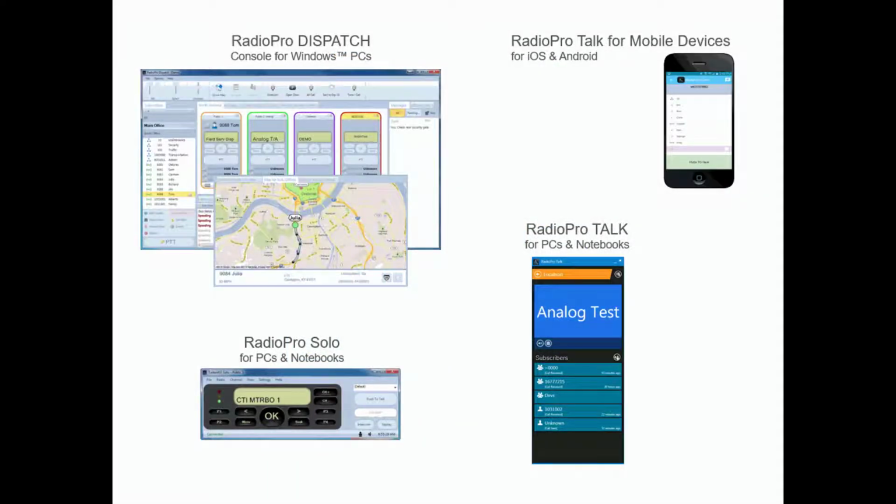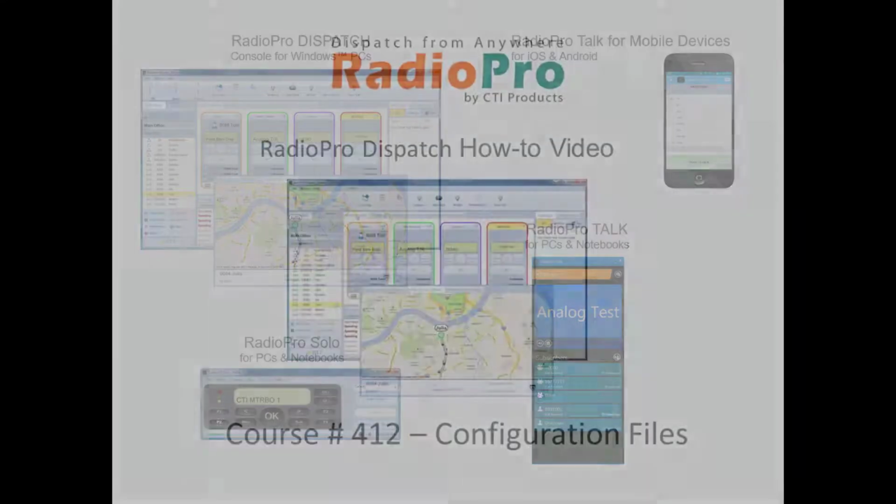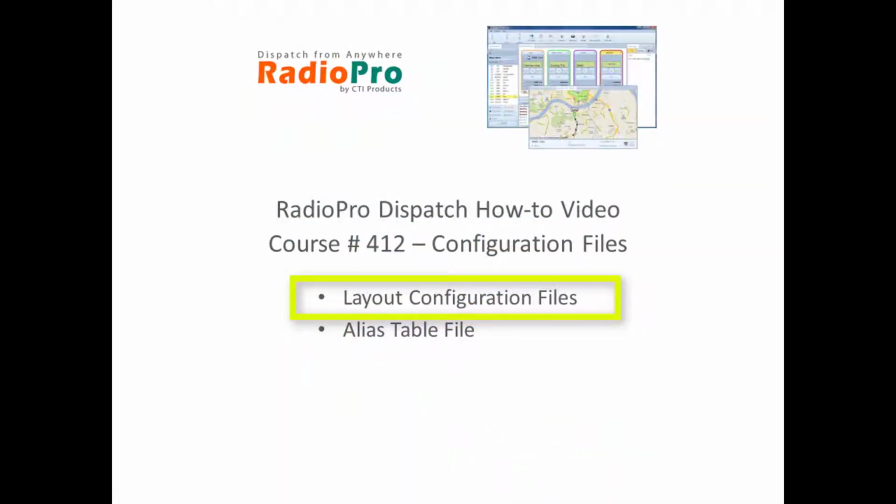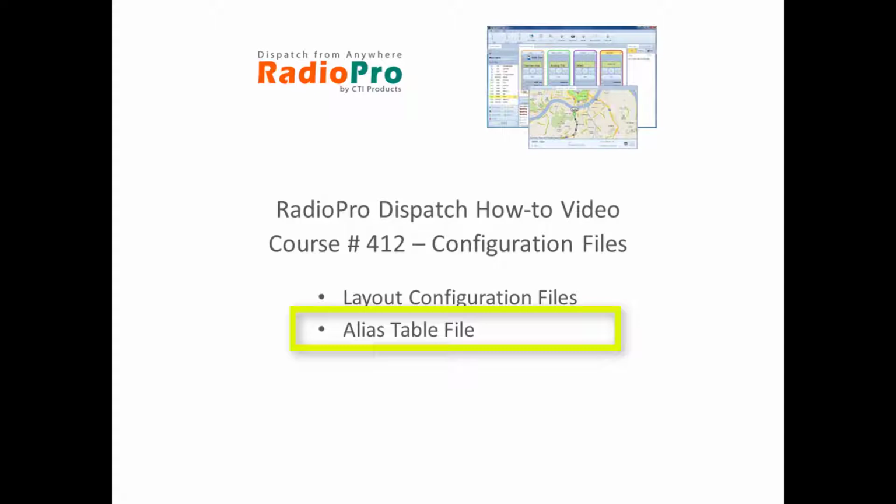RadioPro is a set of radio over IP software applications that run on Windows PCs and notebooks, as well as iOS and Android devices to enable you to communicate with two-way radio users. This how-to video for RadioPro Dispatch will discuss some important aspects of configuration files used by the application software. Specifically, layout configuration files and the alias table file will be discussed.